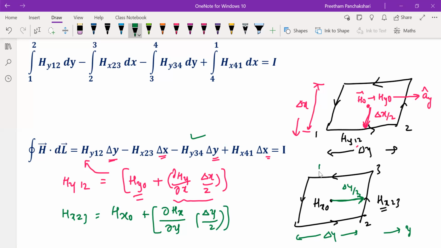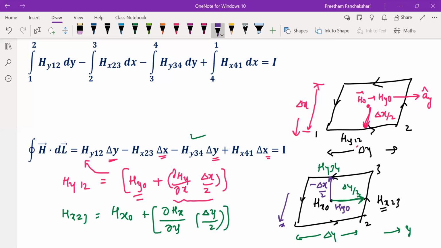Similarly, we can predict Hy34. Starting with the y component, we have to consider here Hy0, which is undergoing change in this direction. What is the direction here? This is opposite to the x-axis positive direction. So the corresponding change is minus delta x by 2. The minus indicates the distance is taken opposite to the positive axis. So this is to be considered.